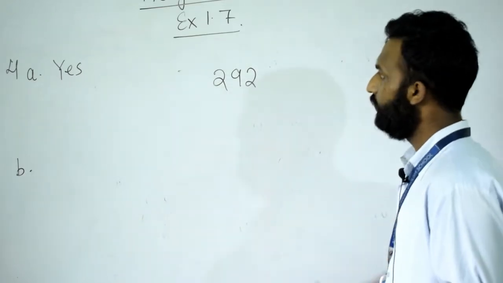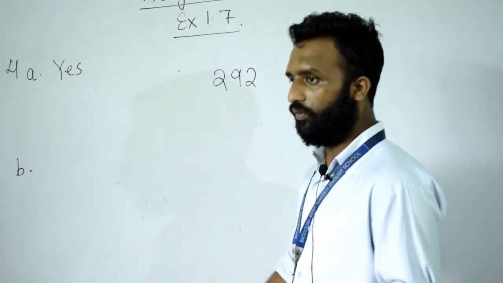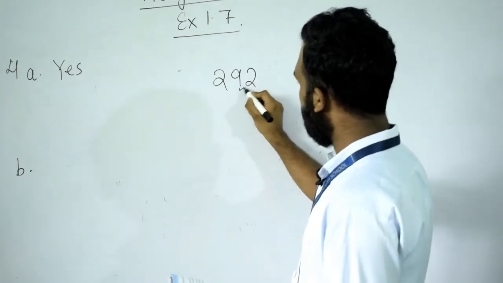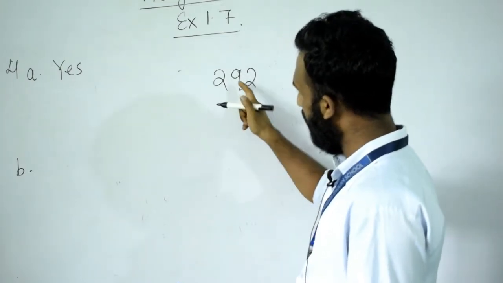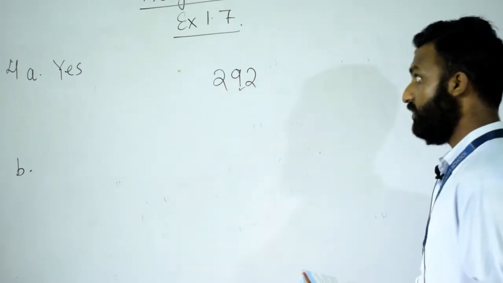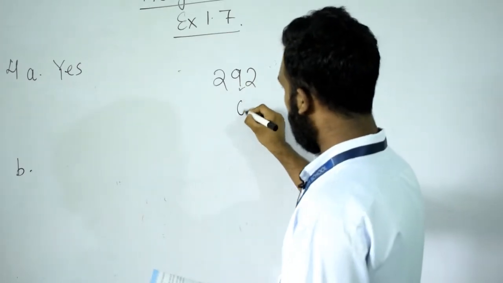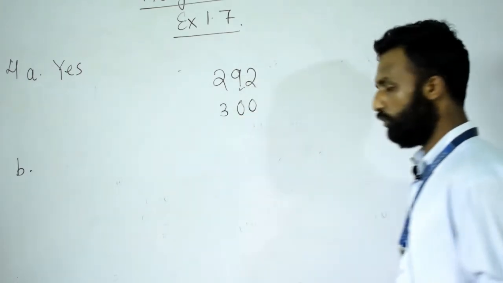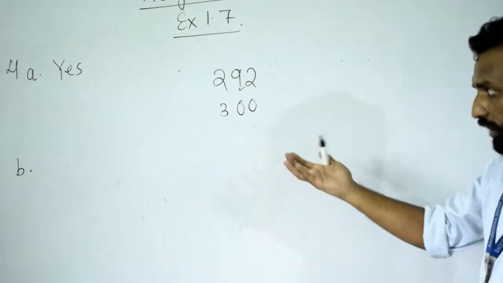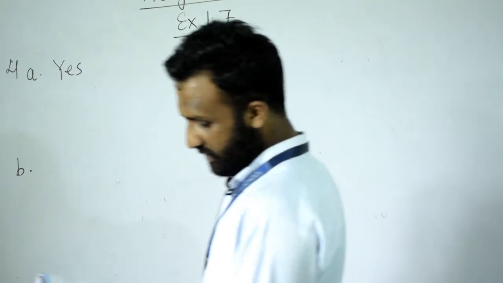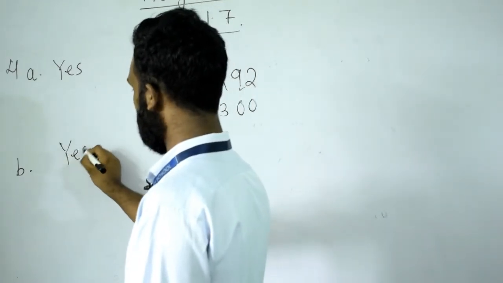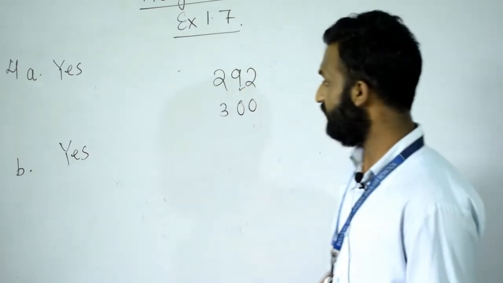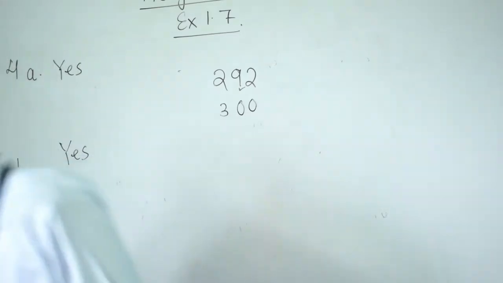If we check here, whenever we are rounding the number to the nearest 100, we check at the tens place. So here at the tens place, we have 9, which is more than 5. Whenever it is more than 5 at the tens place, we change it to 0 and we add 1 to the hundreds place. So this is how it will be changed to 300. So yes, we can round up the number to the nearest 300.